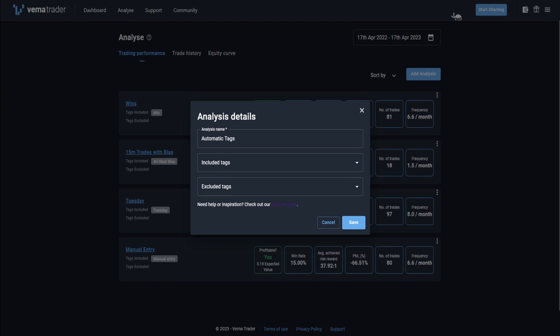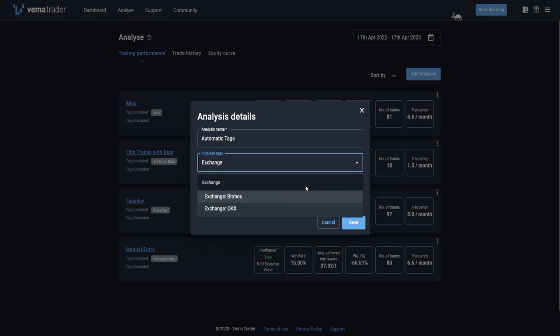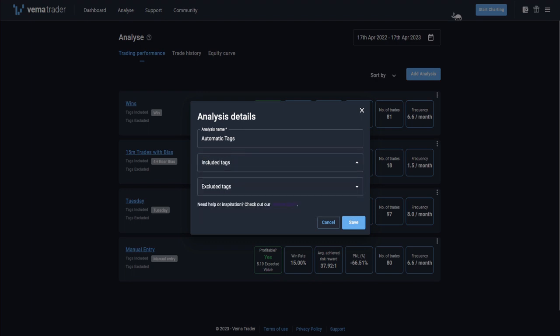The next automatic tag that we have is exchange. So this is really useful for seeing how your trading performance is going on certain exchanges compared to others. Next up, we have the hour of day tag.